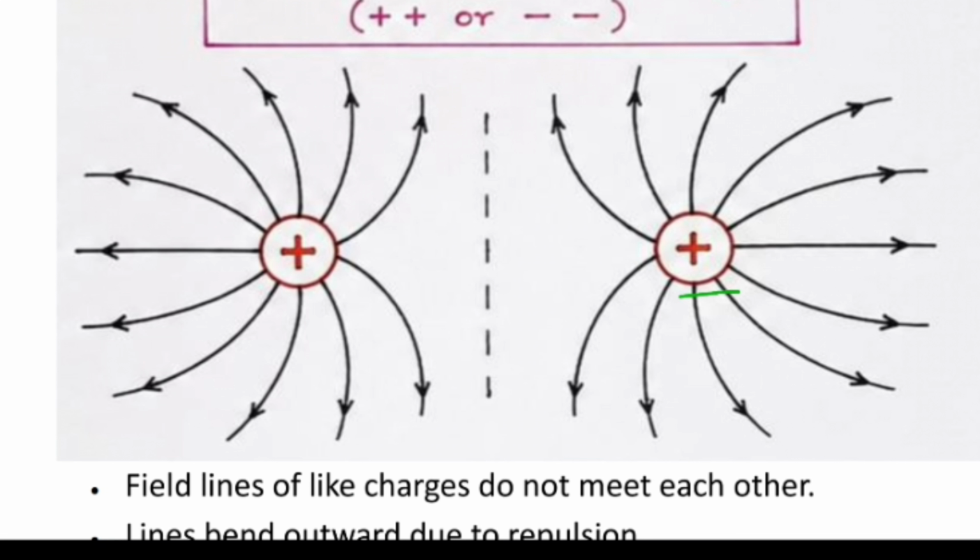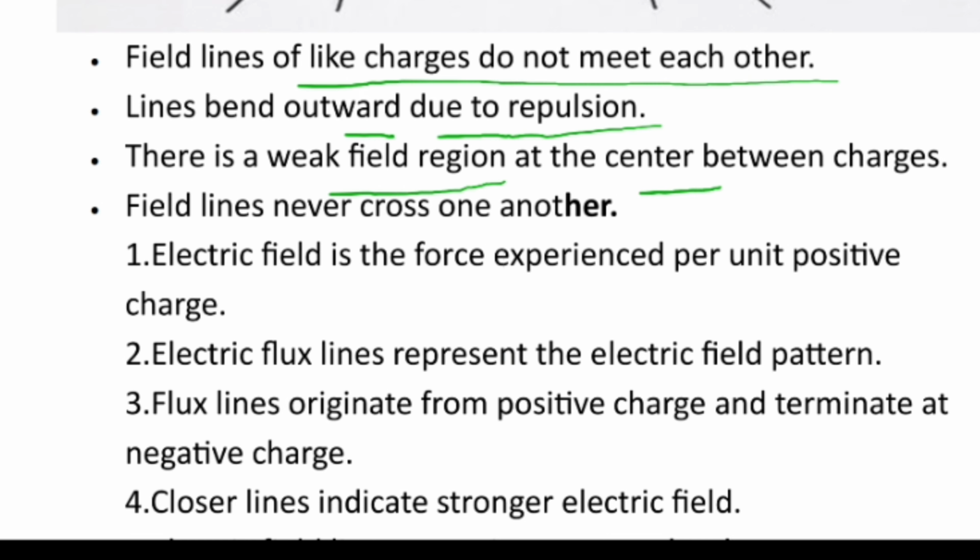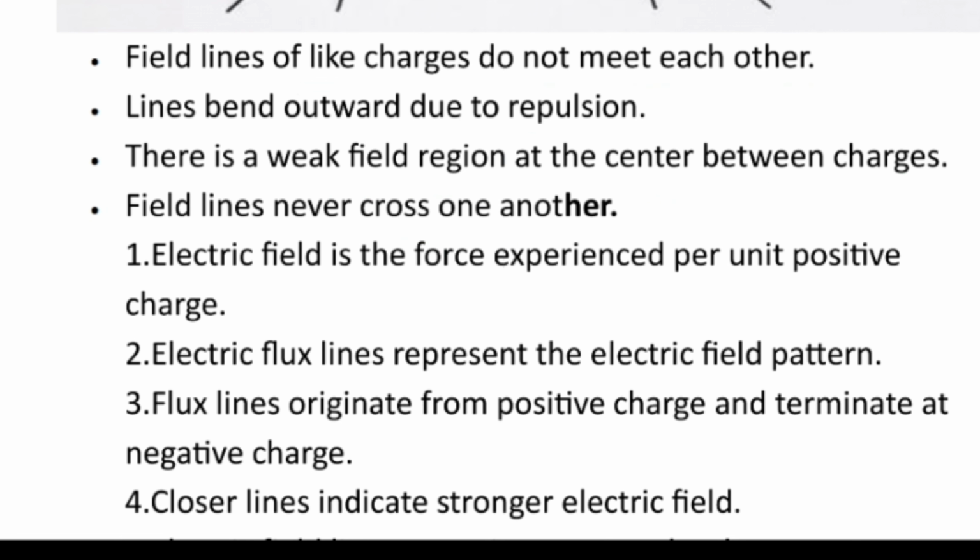Both will be positive. I am going to explain this. In the field lines, like charges do not meet each other. By seeing only, you can classify that the lines bend outward due to repulsion. They do not attract each other, and there is a weak field region at the center between the charges. The field lines never cross one another. So these are the features of like charges.